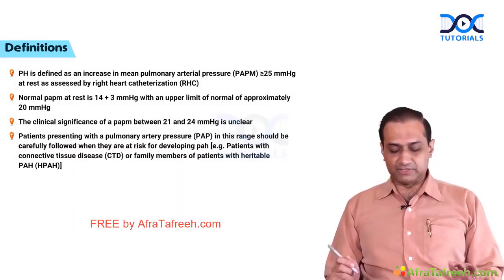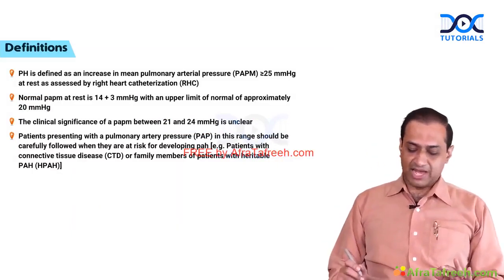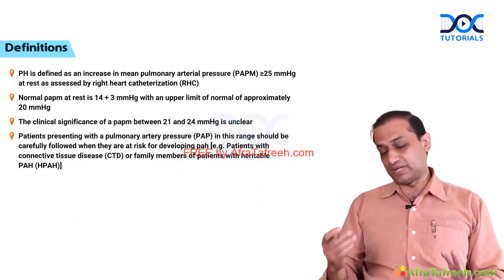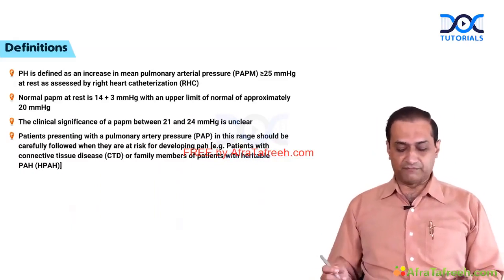So patients who present with pulmonary artery pressure in this range should be evaluated for developing PH later on, like in connective tissue disorder or familial disorder.